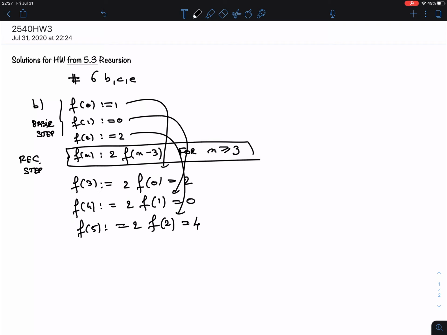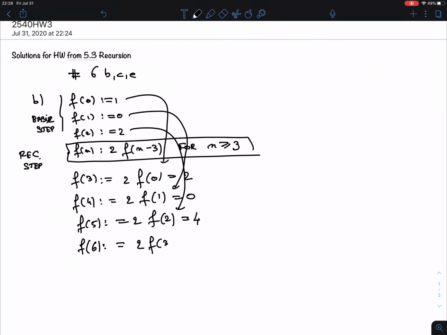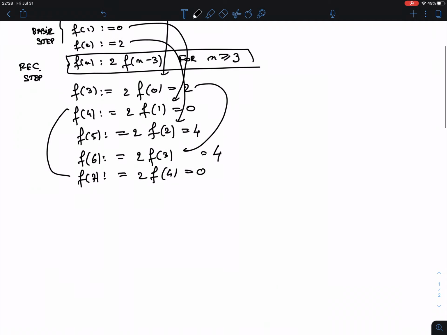At this point there's way too little information to have, I hope, a pattern. Let's do f6. With all these numbers, we always keep using this recursion rule, right? So f6 is 2 times f3. And we know what f3 is from this line. We know it's 2. So this is 4. What is f7? Well, f7 is 2 times f4. But f4 is 0. So this will also be 0. f8. That we have to subtract 3, so we actually have to look at what f5 is, and f5 was 4. So using this, we find this is 8. Okay, so the pattern is 2, 0, 4, 4, 0, 8.